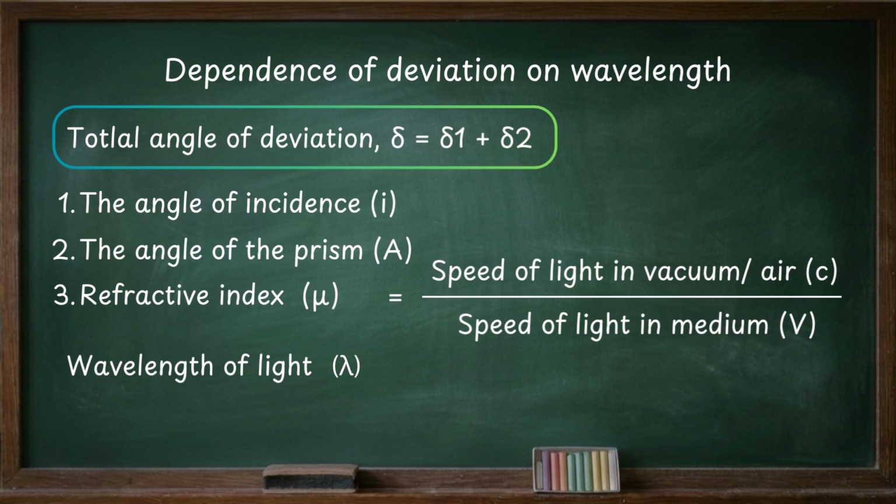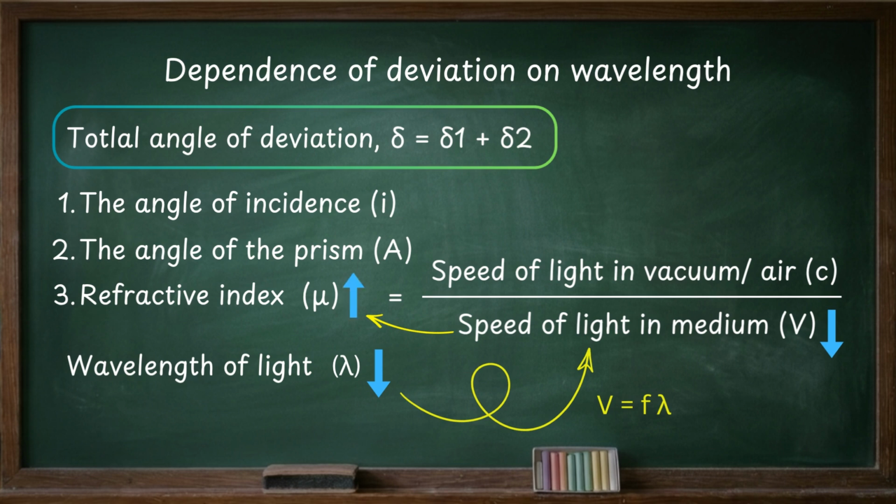Now, look at the golden chain of cause and effect. If the wavelength of light is shorter, then its speed in the medium is also slower. When the speed in the medium is slower, the refractive index is higher. And a higher refractive index means the glass bends that light much more sharply.